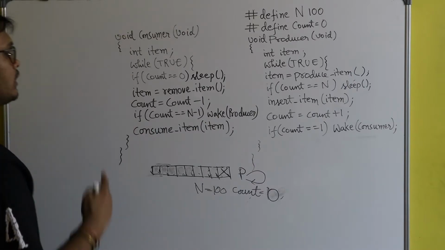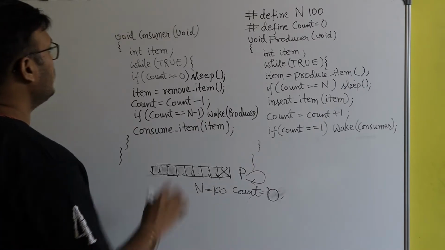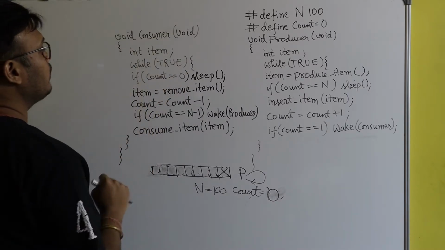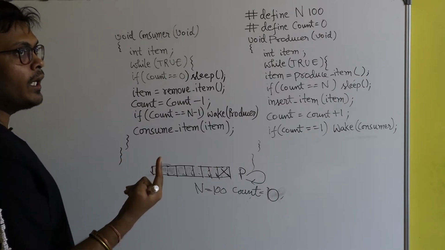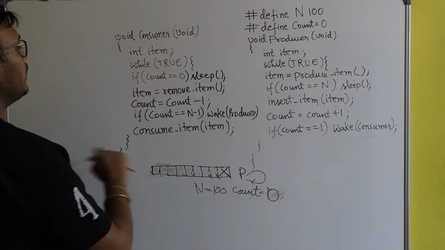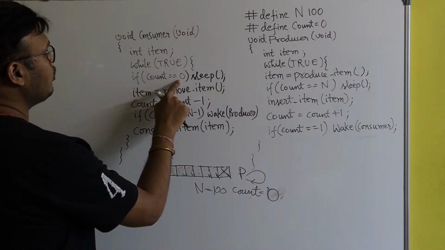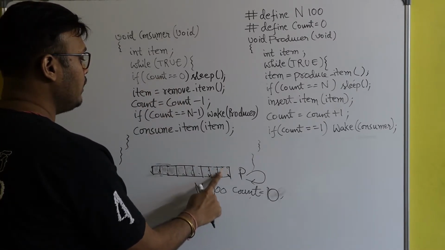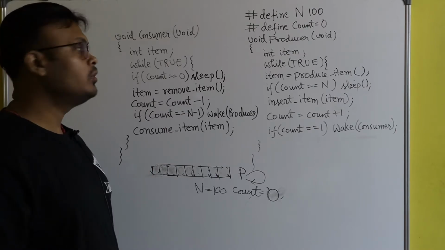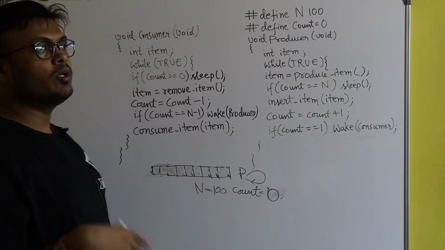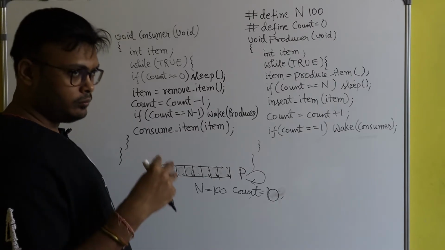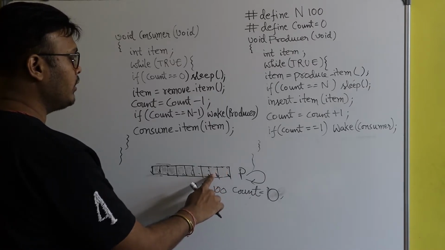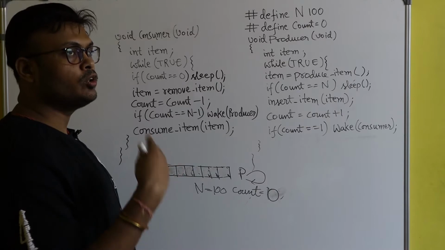So let's discuss the consumer. What will happen now? You see here, void consumer, int item, while true. It means the consumer will keep on consuming. Even if one item is present in the buffer, the consumer will consume it. Here you see, if count equal to 0, sleep. That's what I told you right now. If the buffer is empty, then the consumer has nothing to consume. So what will the consumer do? The consumer will sleep. Rather than waiting for some items to be inserted in the buffer, it's better that the consumer should go and sleep.